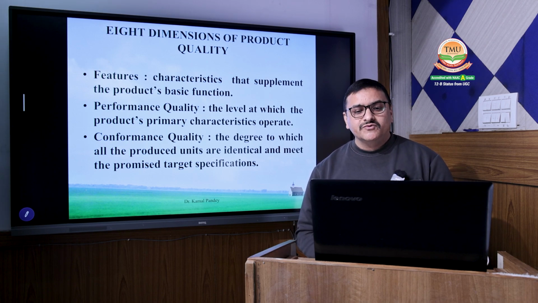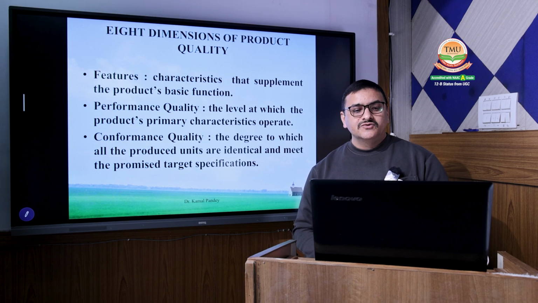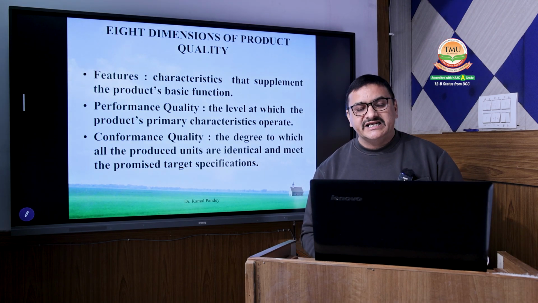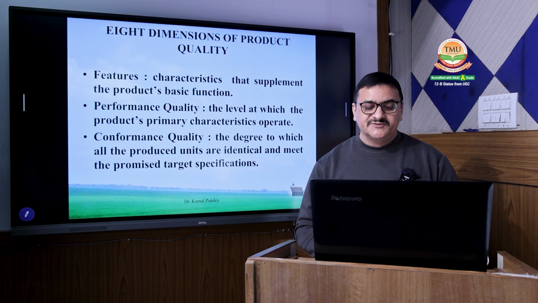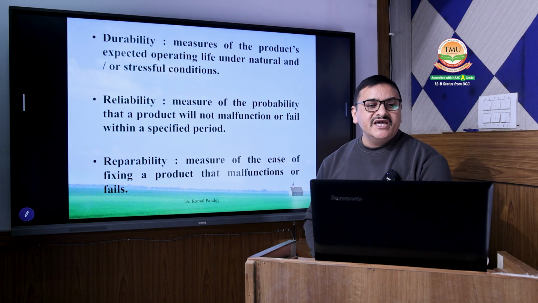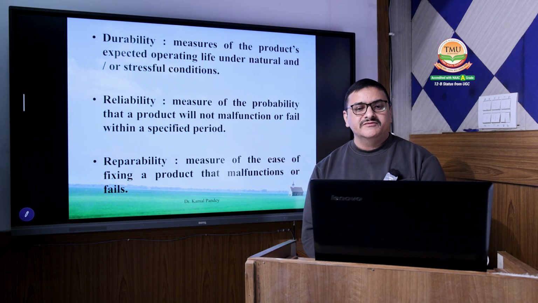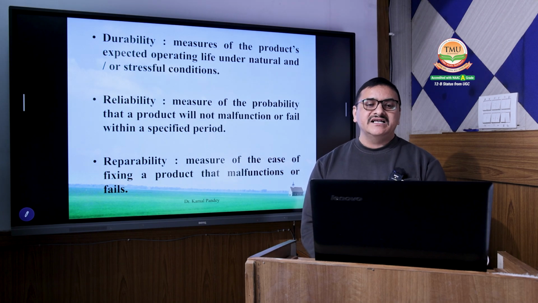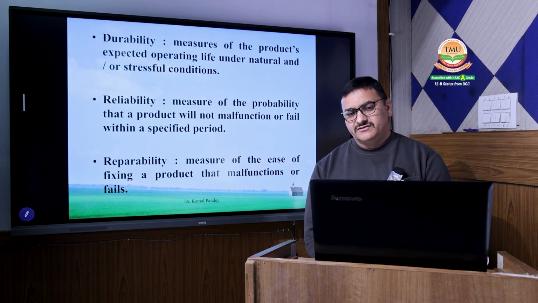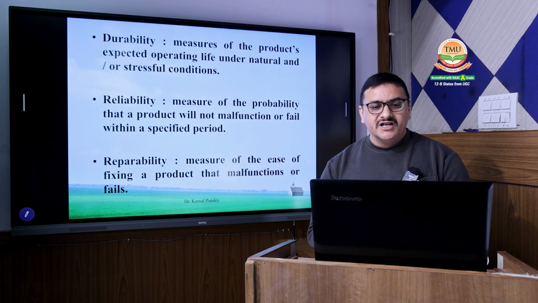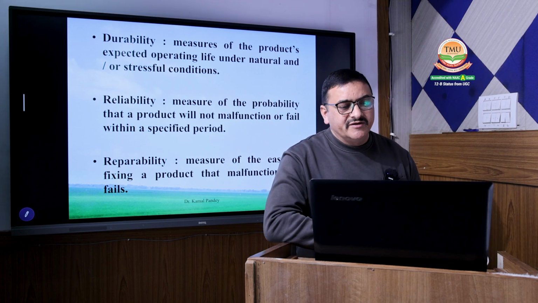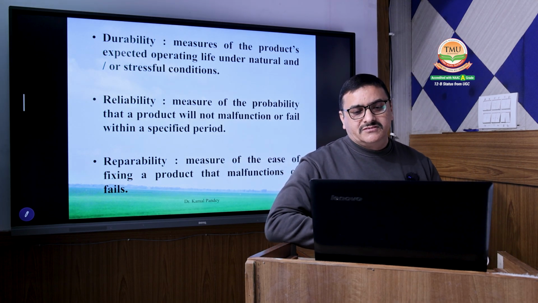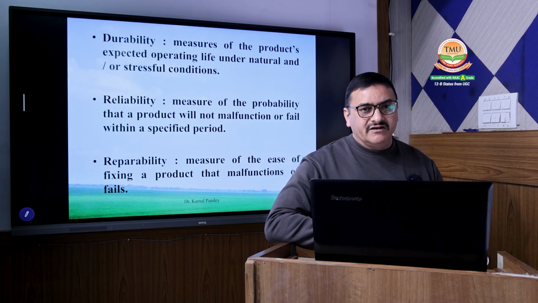Then we have conformance quality, which means the degree to which all the produced units are identical and meet the promised target specifications. Then we have durability of the product, which means a measure of the product's expected operating life under natural and stressful conditions. Then we have reliability of the product, which means it is a measure of the probability that a product will not malfunction or fail within a specified period of time.